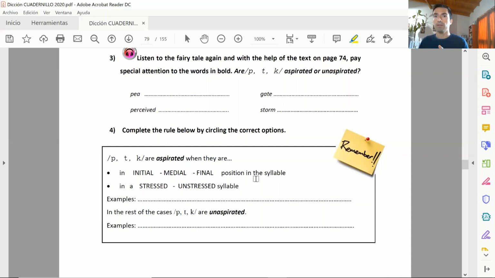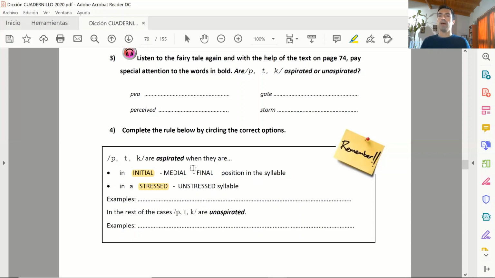Now, we need to remember that when PTK is in initial position, then it's going to be aspirated, not in medial and not in final. Okay? So whenever you see P or T or K in initial position of the syllable, then most probably that sound is going to be aspirated. Now, the second part of the rule is about the stress of the syllable. Is it a stressed syllable or an unstressed syllable? Well, the answer is stressed syllable. So the final rule for aspiration is the following. Whenever P, T, or K is in initial position of a stressed syllable, then you will produce aspiration, all right?